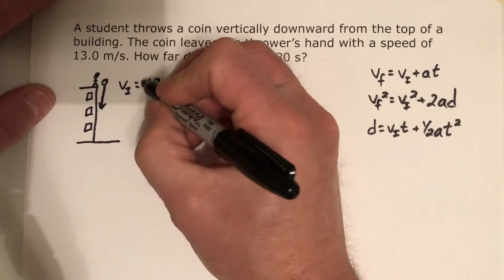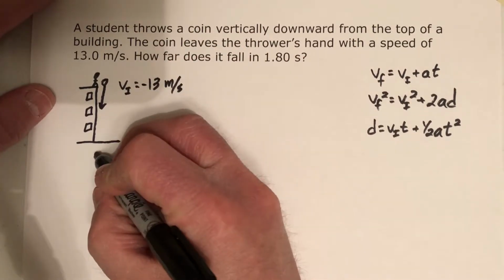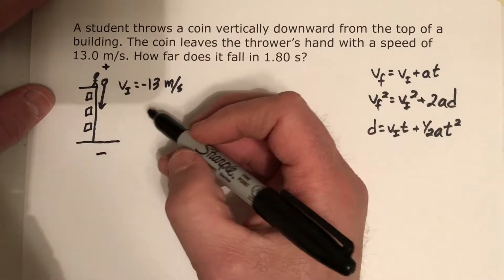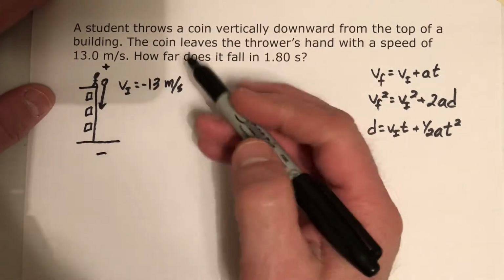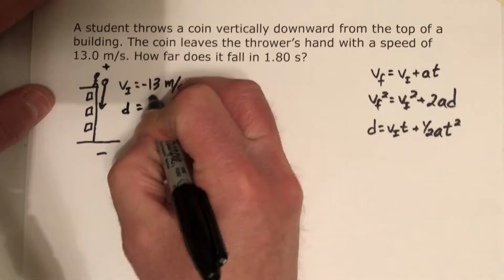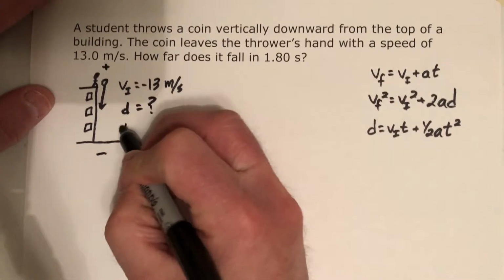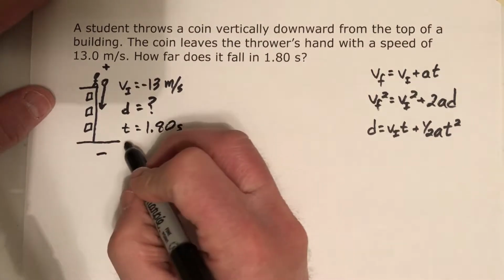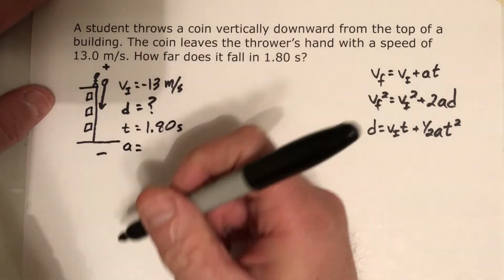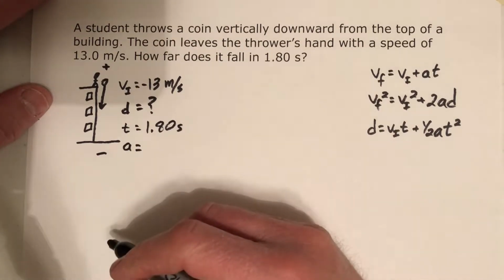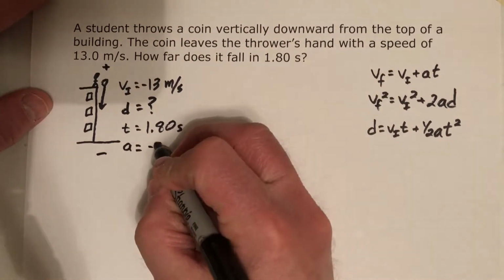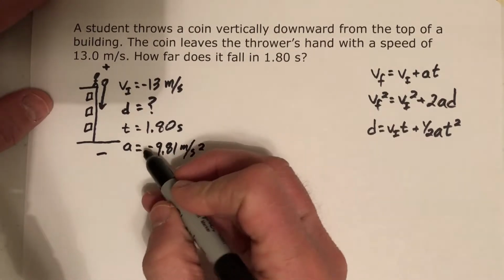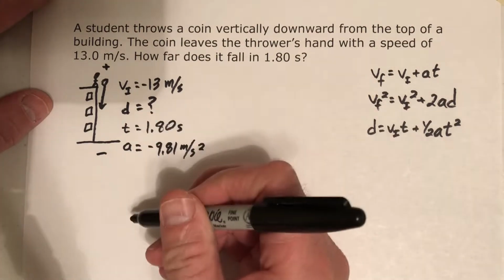Now the coin is going down, so that means this is negative, because usually negative is the down direction and positive is the up direction from where we start. How far does it fall? So D equals question mark in a time of 1.80 seconds. Now we know our acceleration. If it's a free fall problem, we always know acceleration. Acceleration is always a negative 9.81 meters per second squared. It is negative because acceleration due to gravity always goes down.